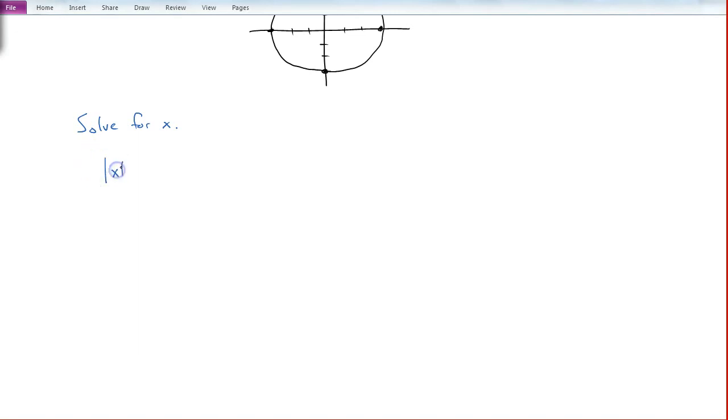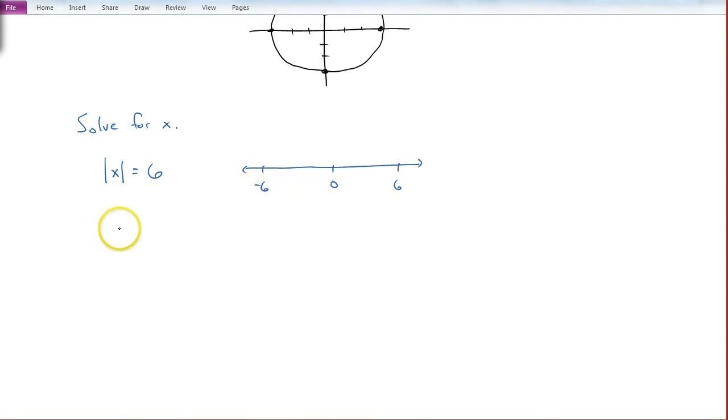So if the absolute value of x is equal to 6, list all points x who are 6 units away from the origin. Now this is a one-dimensional problem because there's only one variable. Okay, so here's the origin, 0. Give me all the points that are 6 units from 0. Well, there's 6, and then there's -6.